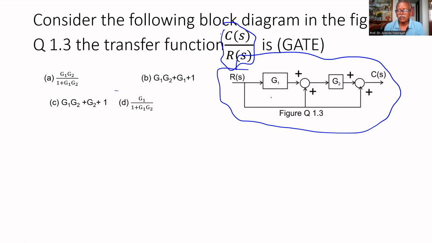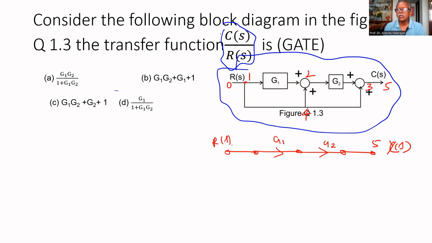Don't draw the signal flow graph. We have to visualize as if it is a signal flow graph. Because this is one node, this is node 1, node 2, node 3, node 4, node 5, node 0. So if you draw the signal flow graph, it will be looking like this. G2, 5, C(s). This is R(s).